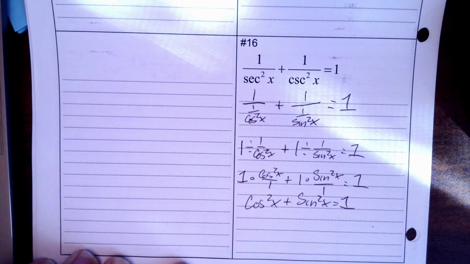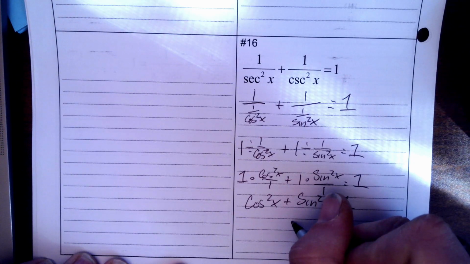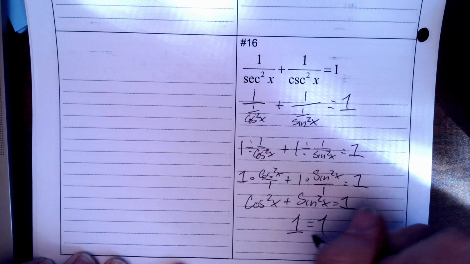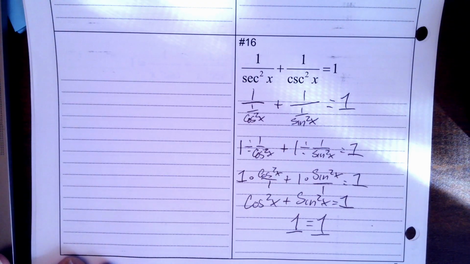And again, that's one of our main Pythagorean trig identities. And again, identity means something equals itself. So we should end with 1 is the same as 1.